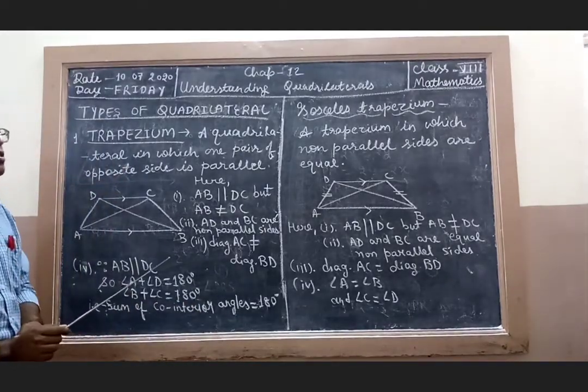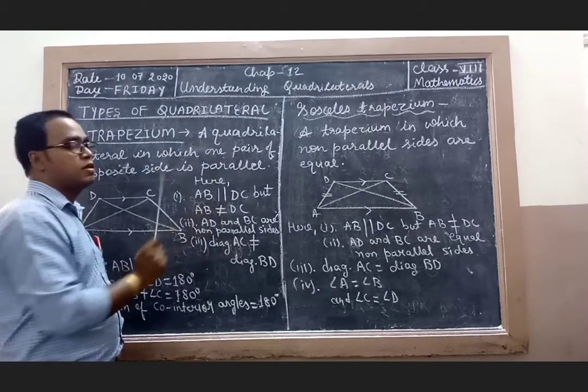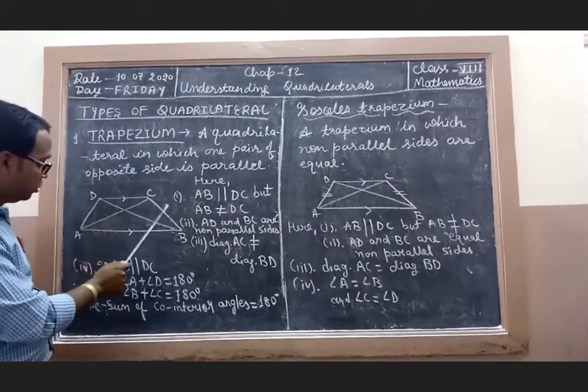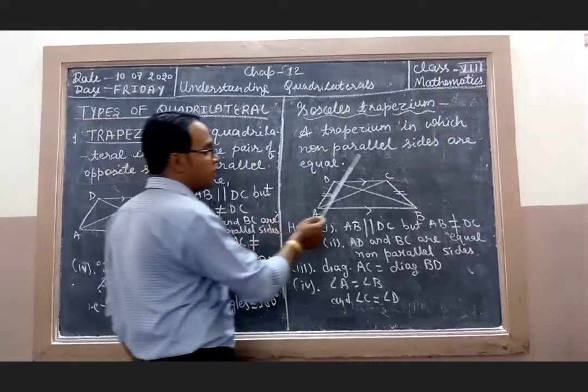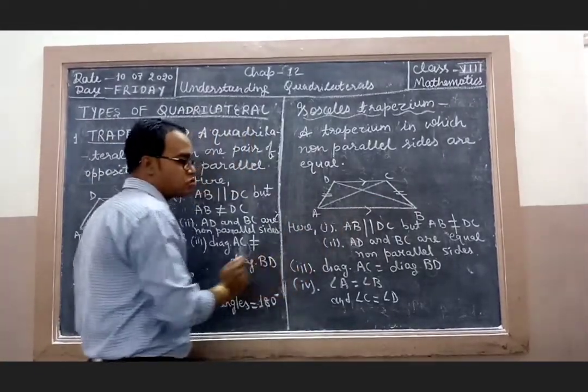Now isosceles trapezium. It means the non-parallel sides are also equal. A trapezium in which non-parallel sides are equal. So this is an isosceles trapezium.